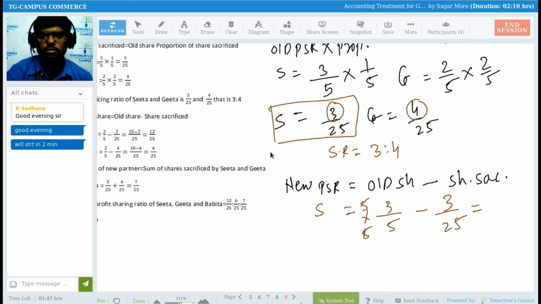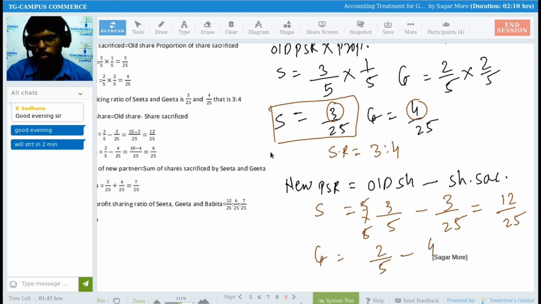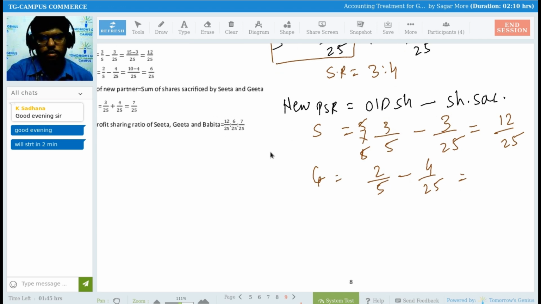Right now? 12 by 25. Yes, 12 upon 25. For Sita, for Geeta now, Geeta's share is 2 by 5 minus 4 by 25. We can multiply here by 25. Yes, 6 by 25. 6 by 25.